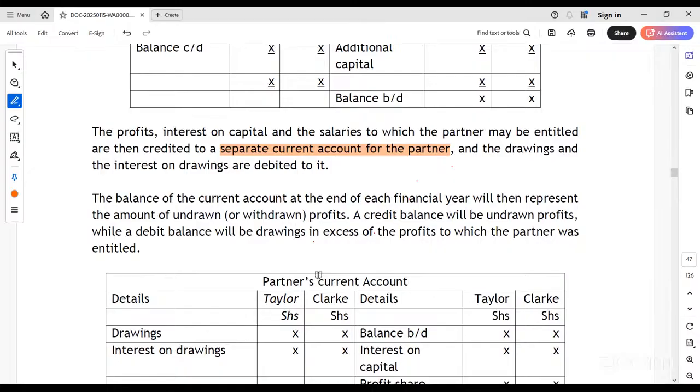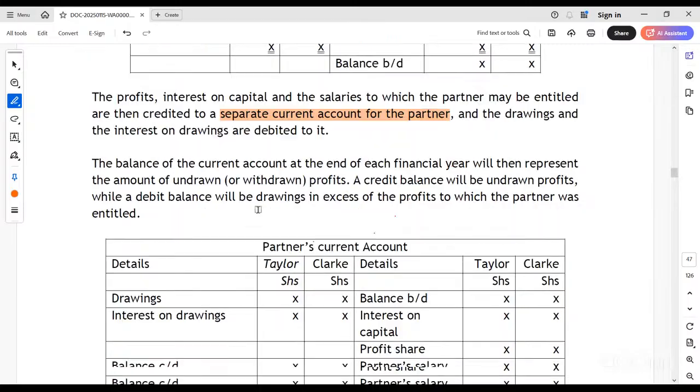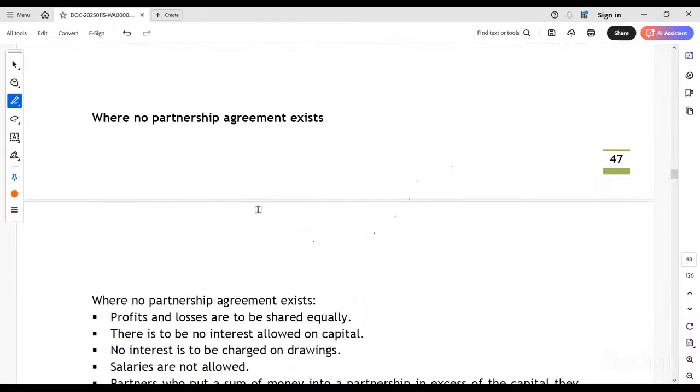And the capital account balance will be fluctuating. So always look at the question and see whether they are using fluctuating capital or the fixed capital and current account method. They will always specify the method they are to use. Okay. So this is the format of the current account.